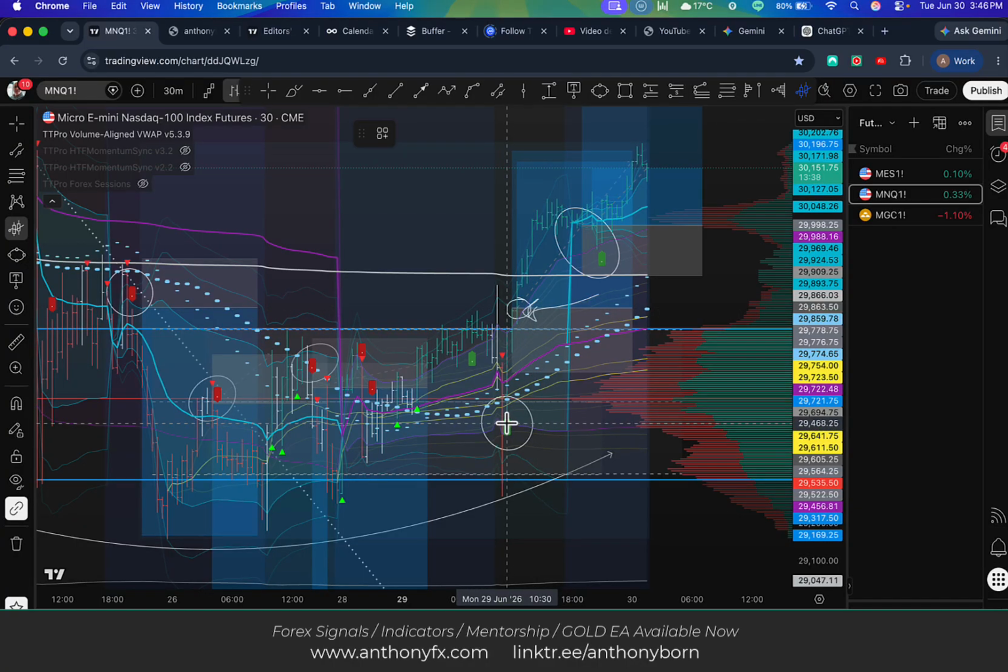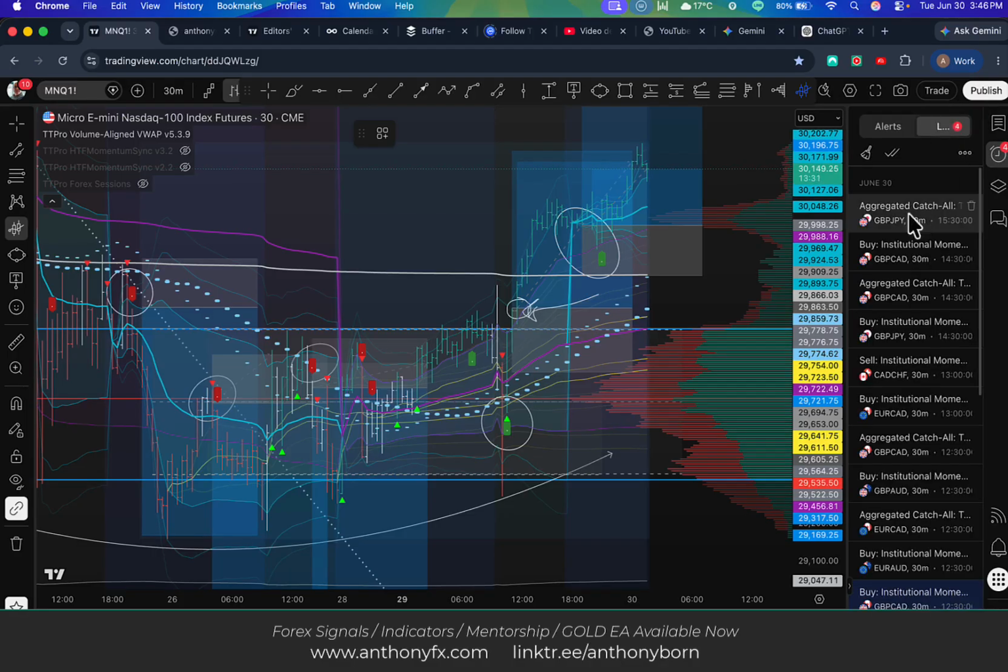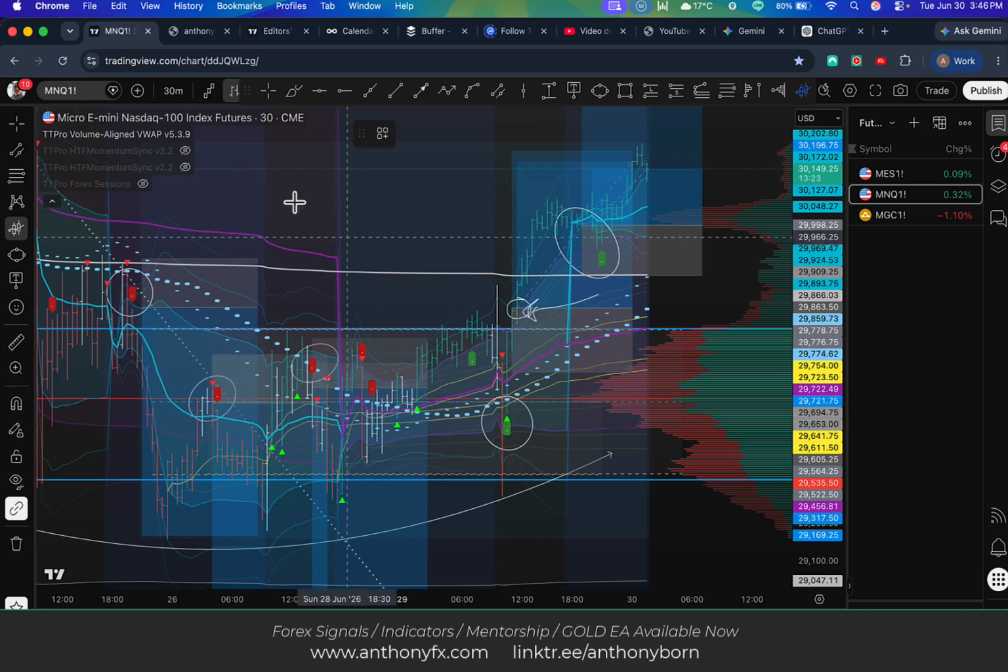So you can set this up to go off on your phone. It's just a bullish signal. The next bullish signal. Look at all these opportunities. These are all going off. Really specific. And set it to go off on your phone.